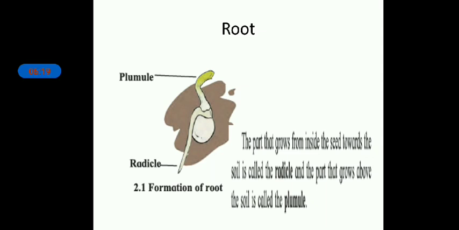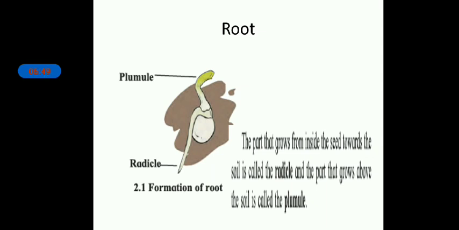Inside the soil is called the radicle. And the part that grows above the soil from the seed is called the plumule. Just remember these two. The part which grows from the seed inside the soil is called the radicle, and the part which starts from the seed and grows above the soil is called the plumule.